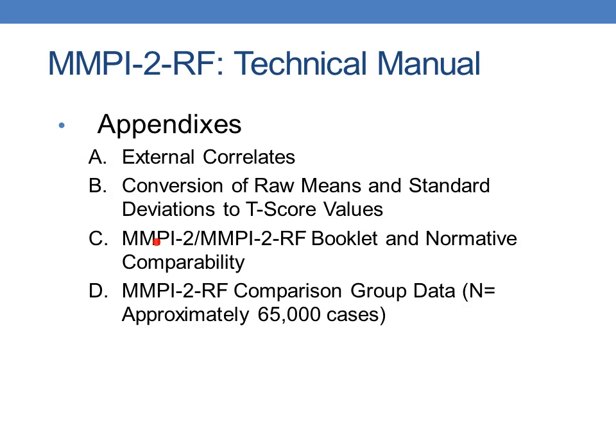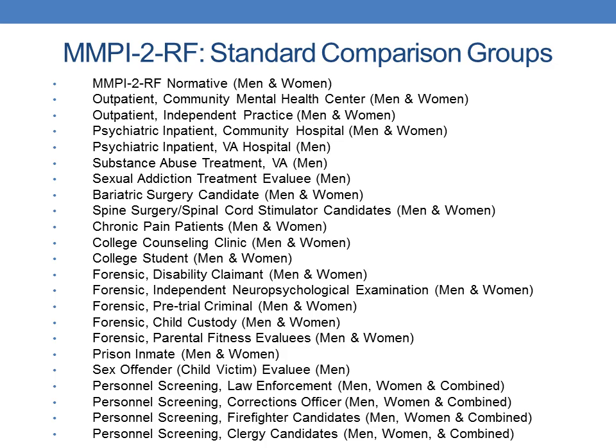You also have, in addition to the external correlates, tables that talk about converting raw scores to T-scores, comparability of the norms between the RF and MMPI-2. So do you get the same profile of the MMPI-2-RF if you administer it from the MMPI-2-RF booklet, or if you convert it from an MMPI-2 administration? And the answer is yes. You get essentially the same profile. And then you also have data on all these comparison groups totaling 65,000 cases.